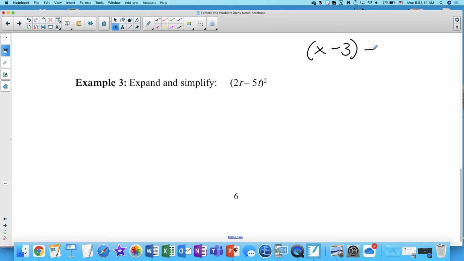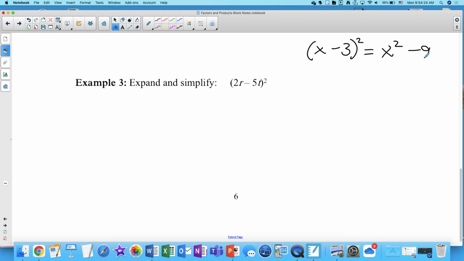And this is the same sort of idea, except we've got 2 different variables and we've got coefficients on each variable. Okay? Now, we need to see why this is wrong. It's really tempting to do this. You just square the x and you square the 3 and there's a minus sign in between. Okay? Here's the problem. This cannot be distributed into here. What does this square mean? Yeah, multiply by itself, right?